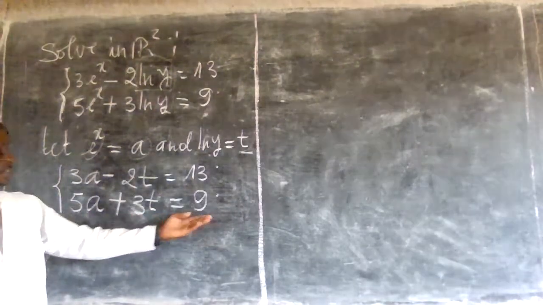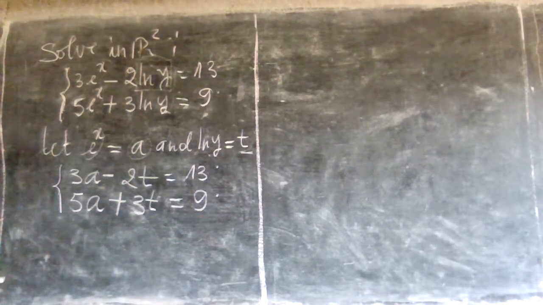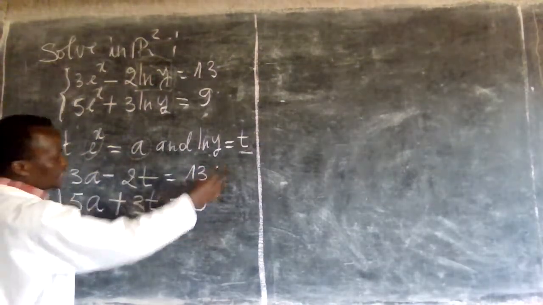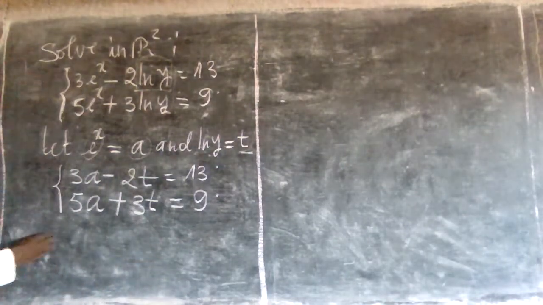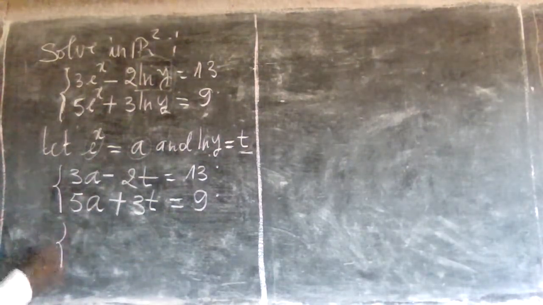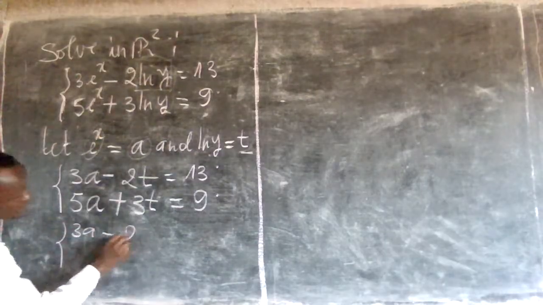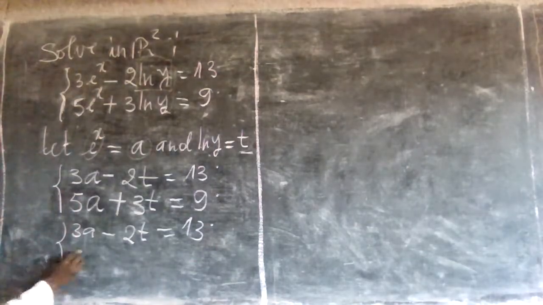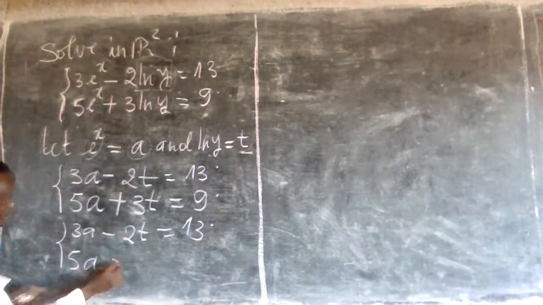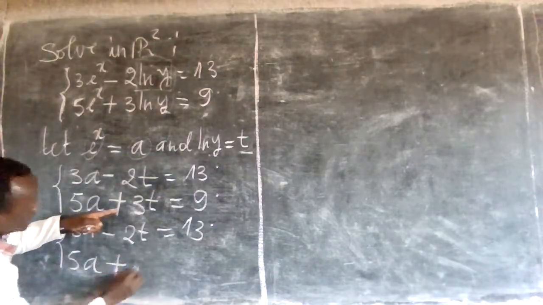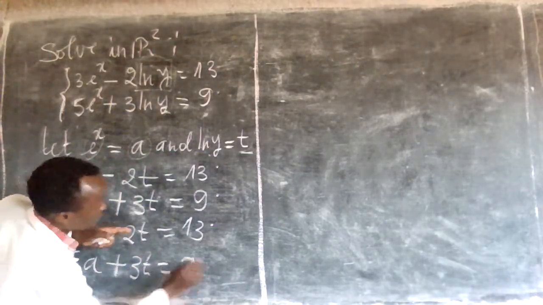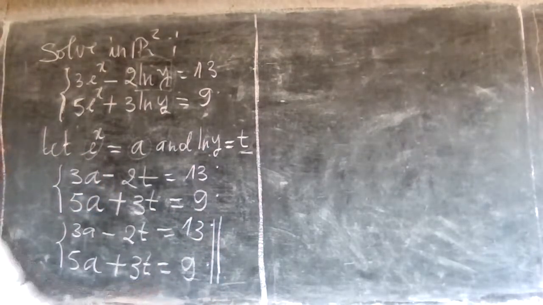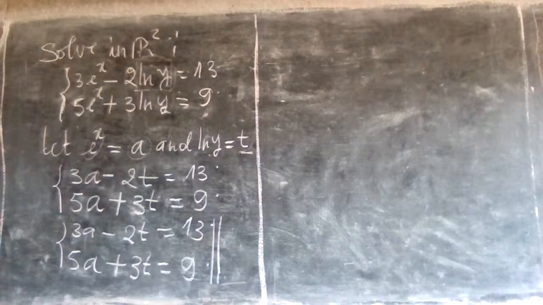Now we are going to solve this by using which way? Let us use elimination. Now by eliminating, let's write again our equation here. We have 3a minus 2t equal to 13, and 5a plus 3t is equal to 9. So now here we are going to use the elimination method. How should we eliminate this simultaneous equation?